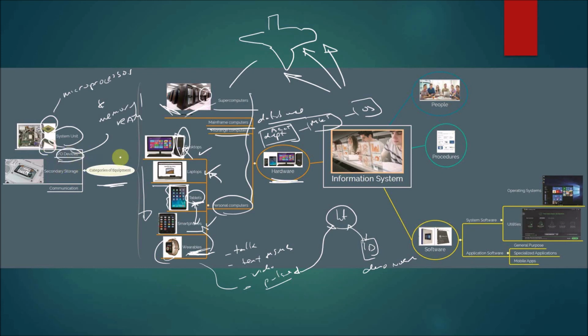In order for you to interact with it, you have your I/O devices, input and output. Your input device could be a keyboard or a mouse. Your output device could be a monitor or a printer.